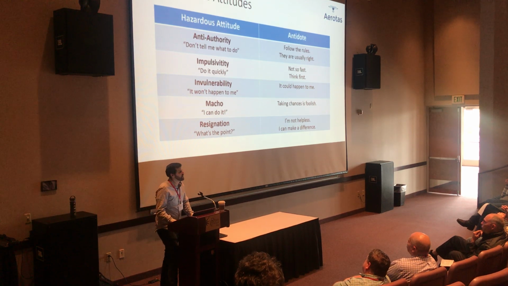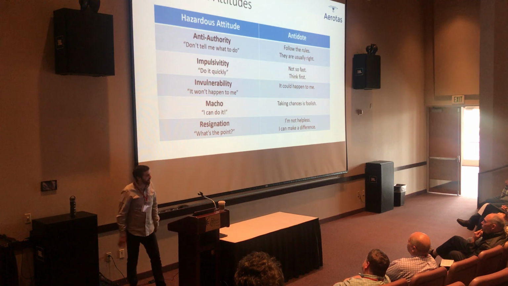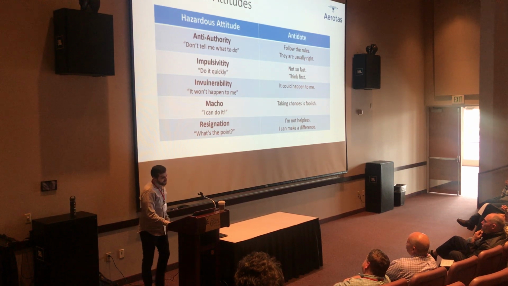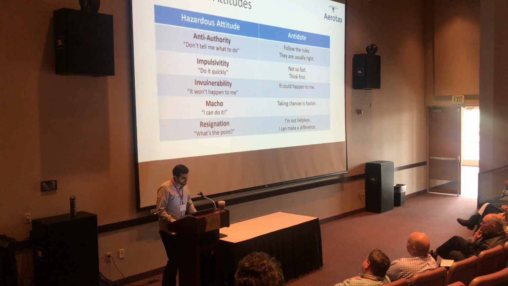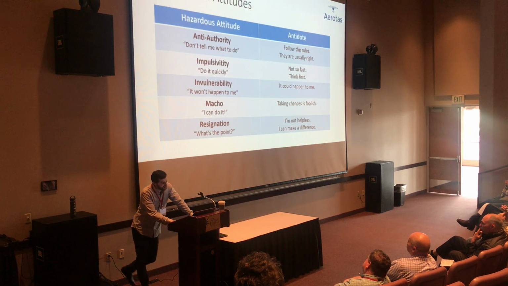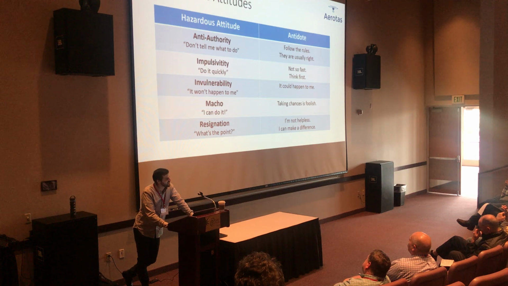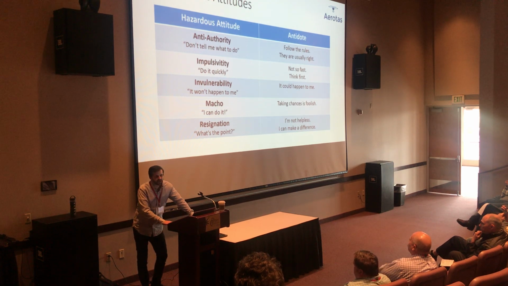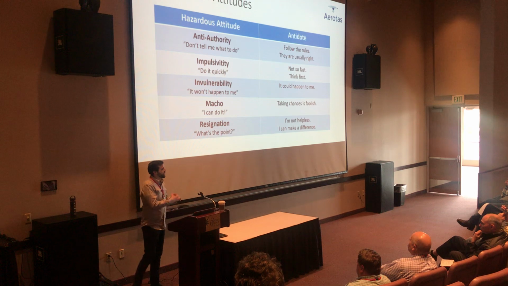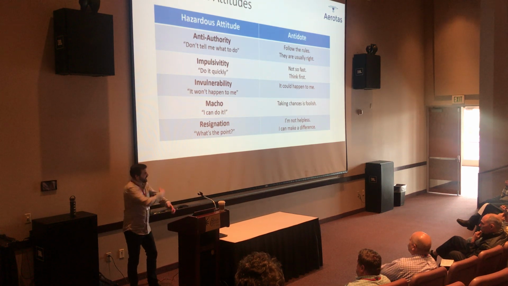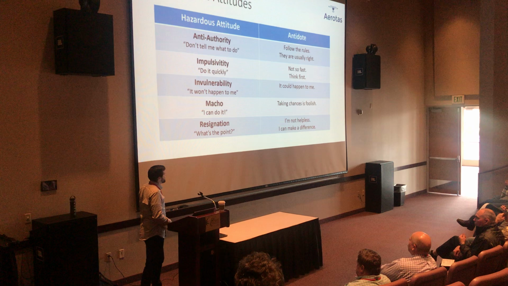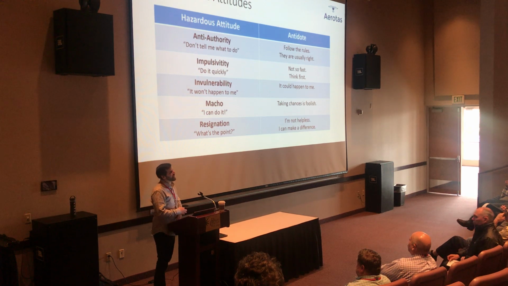Anti-authority, you can't tell me what to do. Those jerks at the FAA, they're not my boss, you're not my supervisor. But the antidote, follow the rules, they're usually right. Machismo, again, I can do it. That's kind of a hold my beer sort of attitude. Taking chances is foolish is what you need to think. And then resignation, what's the point? That's another common one of like, is it even worth it to go through these inspection procedures? Like, why am I doing this? I've inspected my aircraft 100 times before, and I haven't found any problems. But that's an example of this resignation attitude, where no, you're not helpless. You can make a difference.